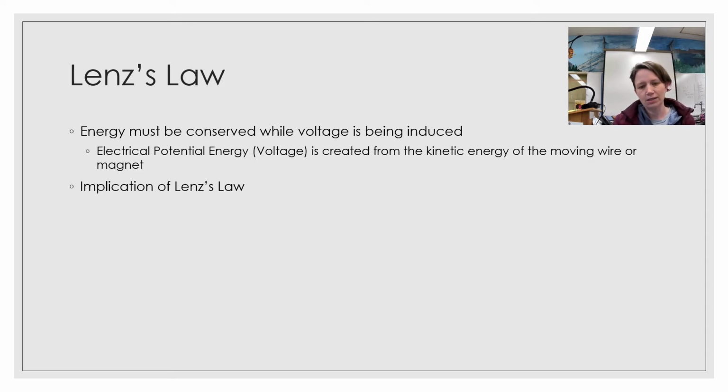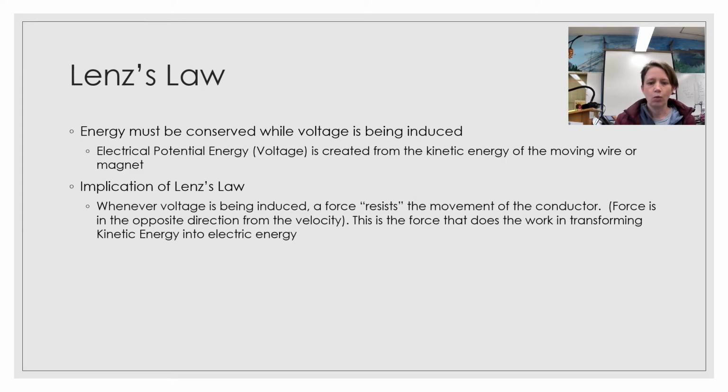One implication of Lenz's law that is kind of interesting is that whenever you are inducing voltage, the conductor is going to experience a force which feels like it is resisting the movement of the conductor. It kind of feels like friction. It's opposing the motion. This force is always in the opposite direction from the velocity. The reason is because the force must be in the opposite direction to create negative work, and that's that negative work that is pulling the kinetic motion energy and turning it into electrical potential energy. So this is the force that is actually doing that work.